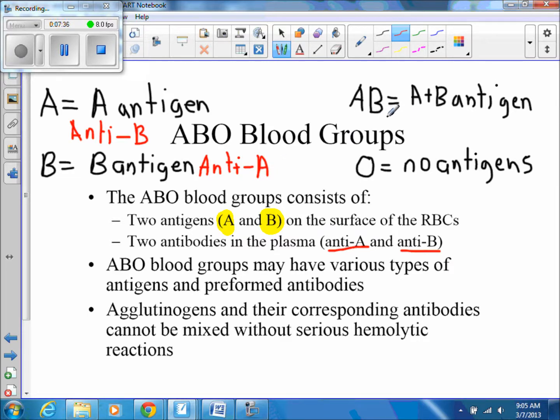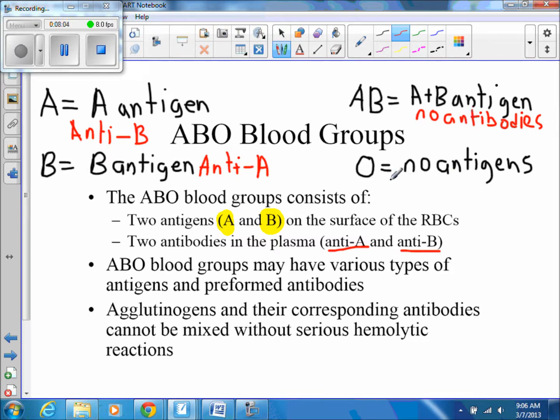Okay, and then if you have type AB blood, you would produce no antibodies. And that would mean that type AB blood is the universal recipient, because it's not going to attack A, it's not going to attack B, it's not going to attack AB, and it's not going to attack O.